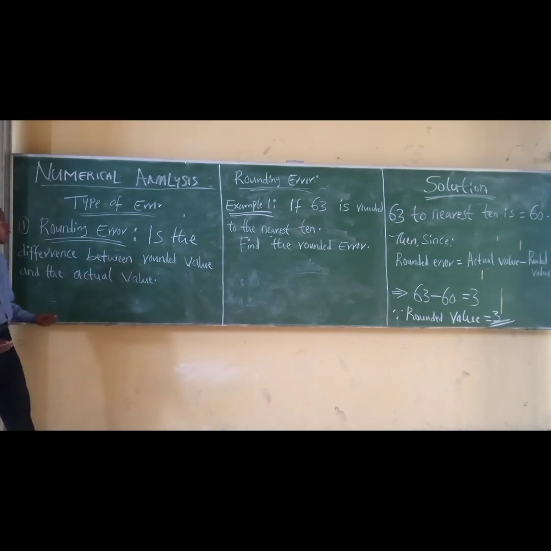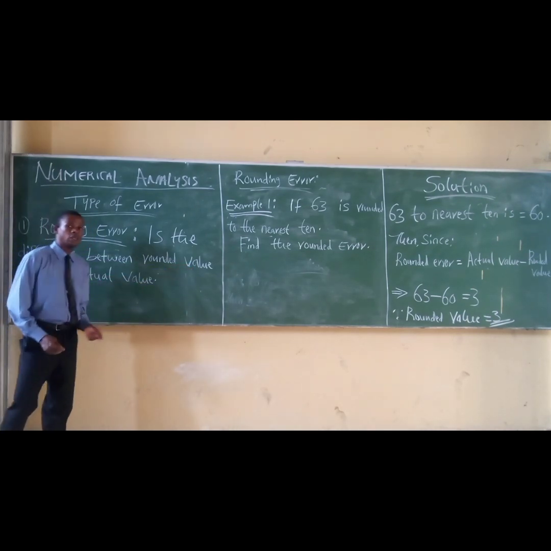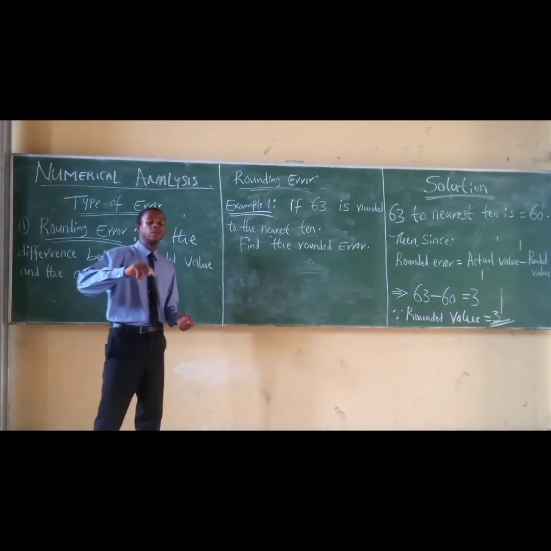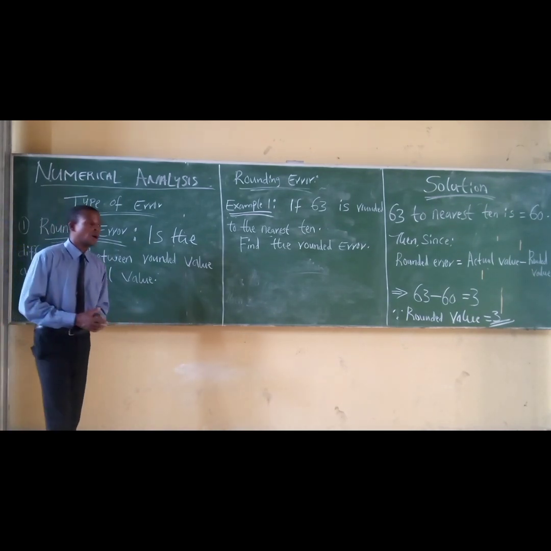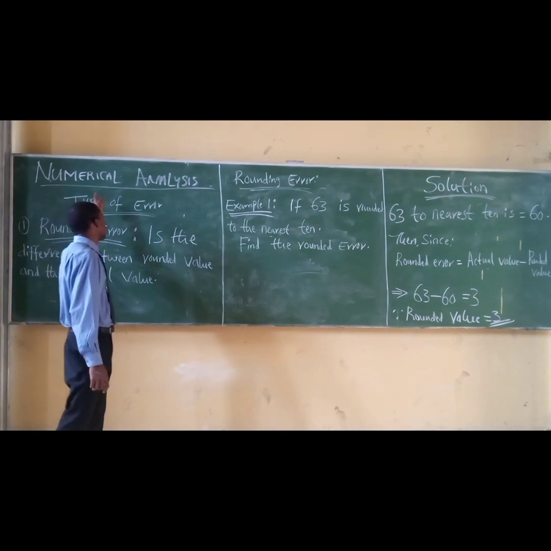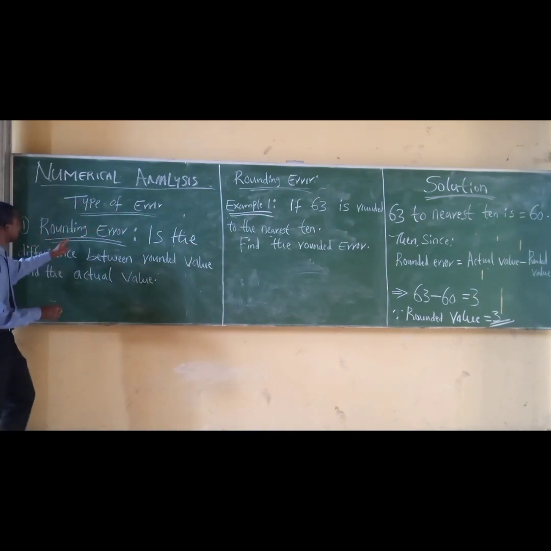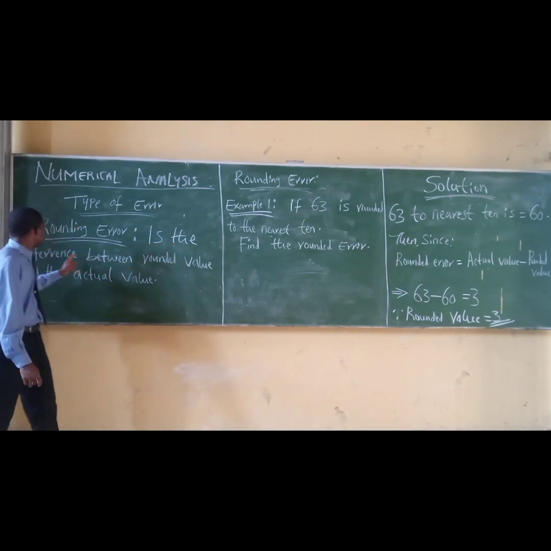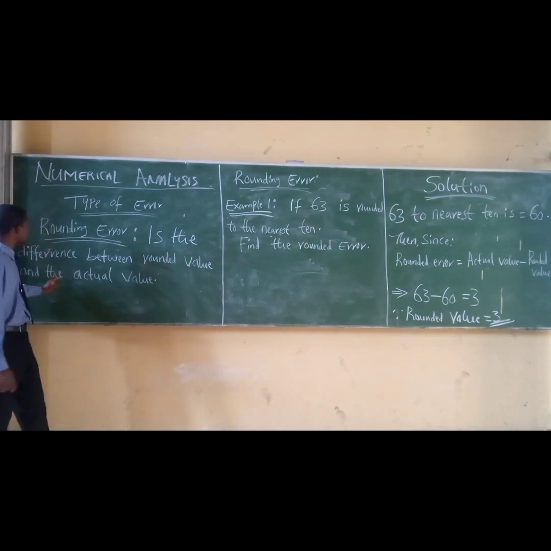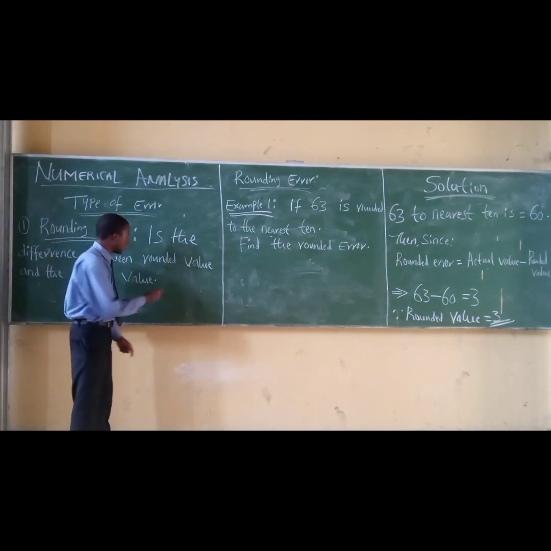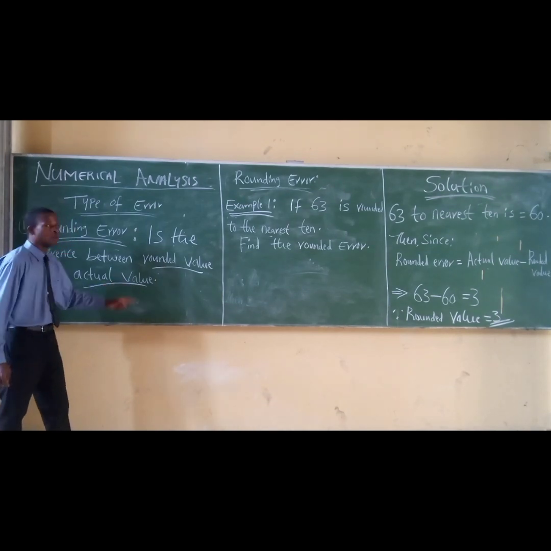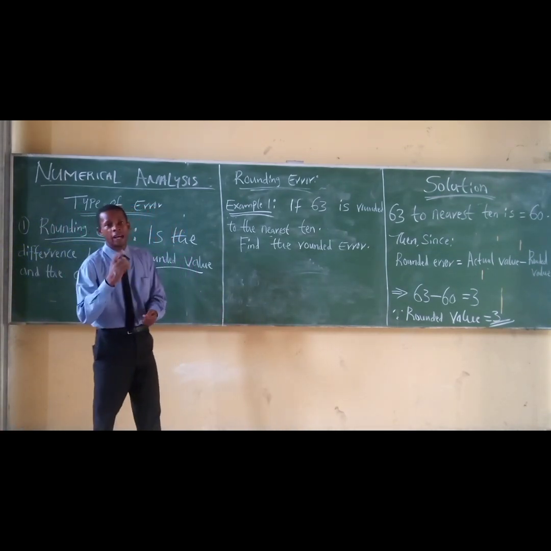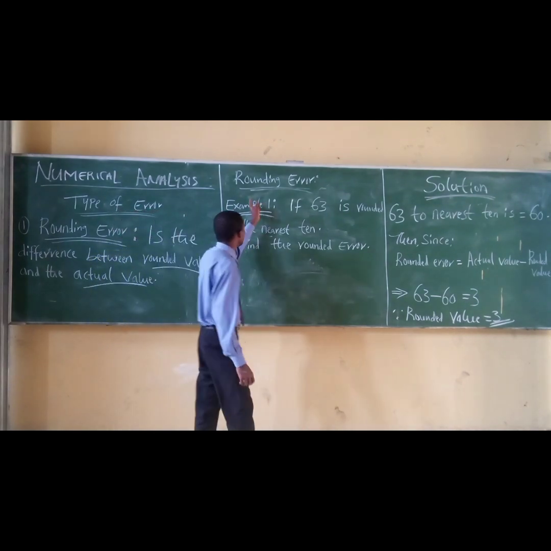As we look at rounding error, what does it mean? Rounding error is the difference between the rounded value and the actual value. For proper understanding, we are going to look at some examples of how to find the rounding error in numerical analysis. You need to understand there are two key words here: rounded value and actual value. When we talk about difference in mathematics, we are talking about subtraction. So pay attention to this video. Let's look at an example of this rounding error.